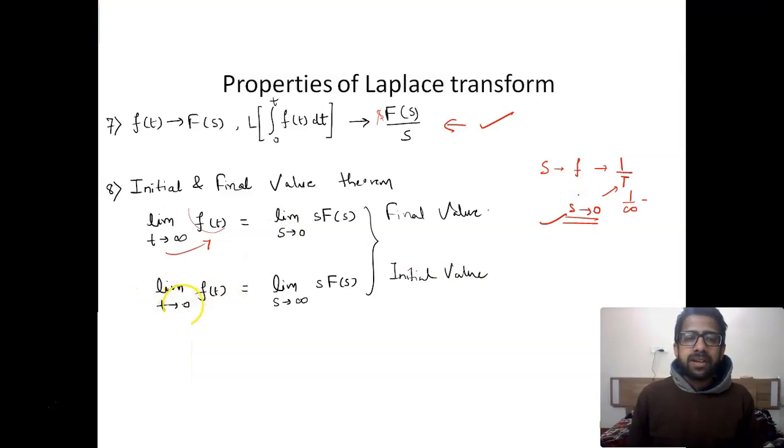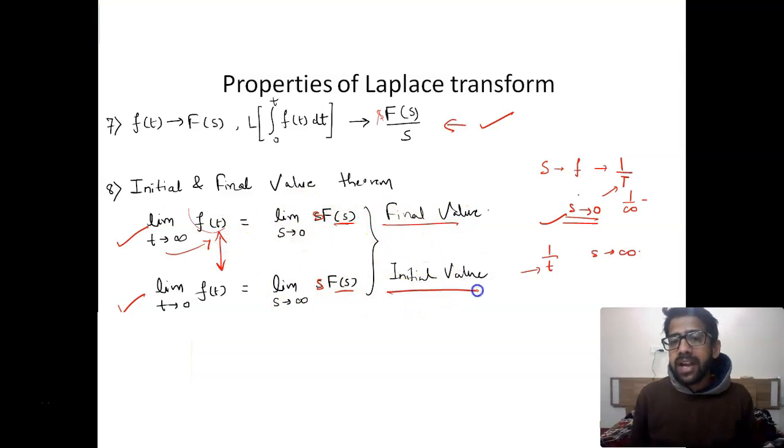And when the limit t tends to 0 of f of t, you have the limit s tends to infinity, because when t goes to 0, 1 upon t, that is s, will go to infinity. The only thing is you have to multiply the Laplace transform F of s by s. So basically, if you have to find the final value or the initial value of the function by taking limits, but you do not know what f of t is, but you know what F of s is, then you can still find the final value and initial value of the function using these two rules.